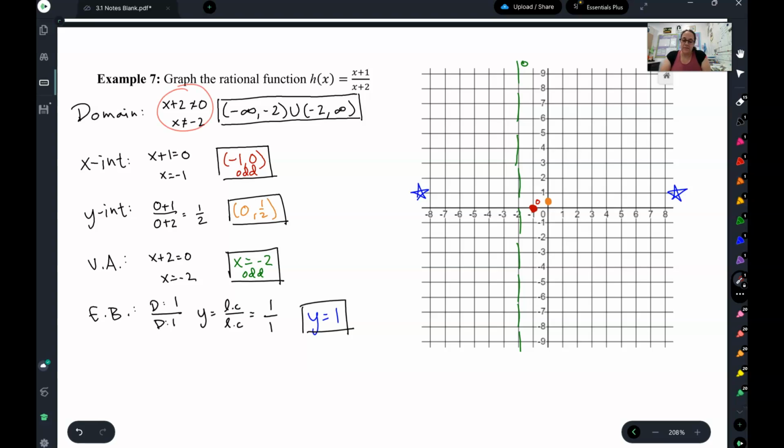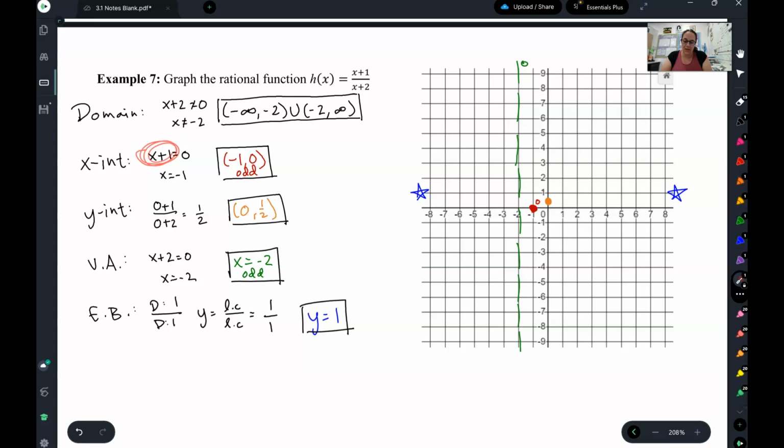Our domain is from the denominator. So we say our denominator cannot equal 0, solve, and that's what we get for our domain. Our x-intercept comes from the numerator. Set the numerator equal to 0 and solve. Make sure to write it as a point, and make sure to do even or odd.